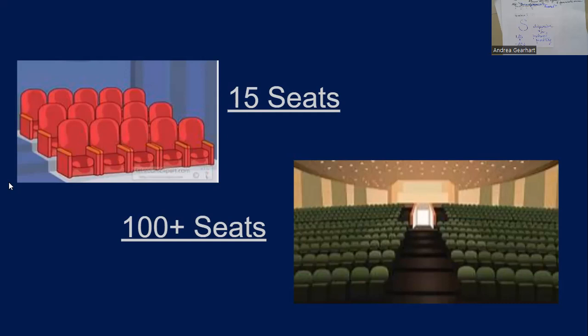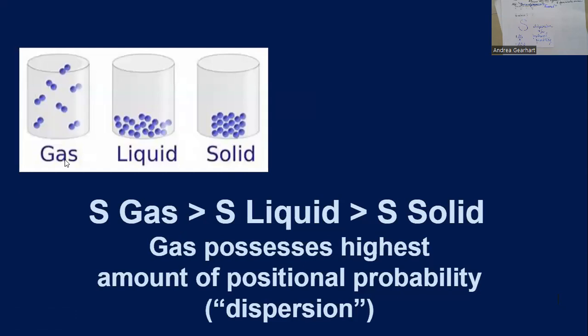So if we think about this auditorium scenario, we increase entropy, one, when we have a different phase. There's a greater dispersion. A gas possesses, of the three common states of matter, the greatest entropy, the greatest amount of dispersion.